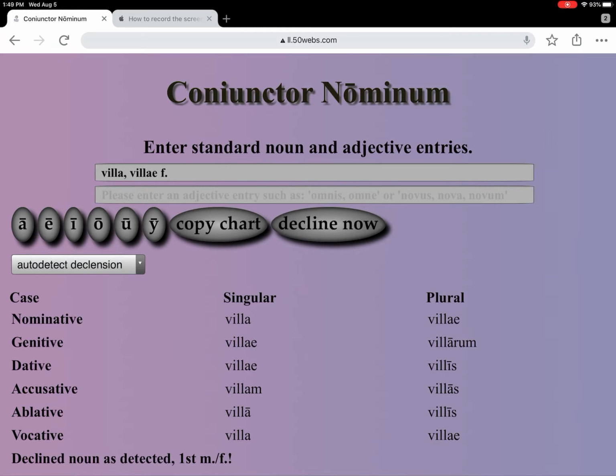We're making a chart of a Latin noun when we do a declension, when we decline a noun, and these are first declension nouns, which are almost always feminine unless they refer to guys like poeta or agricola.